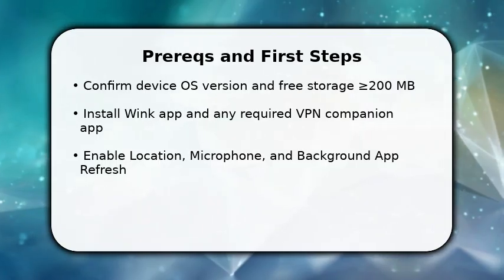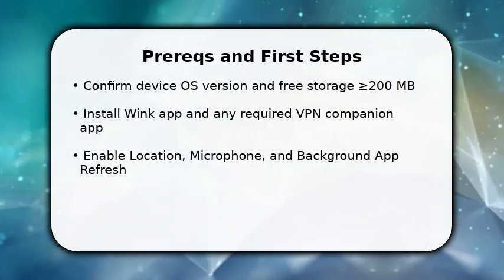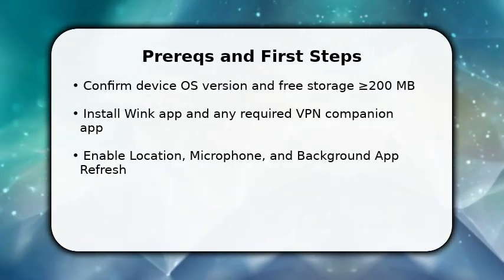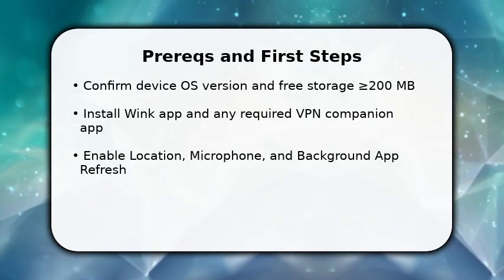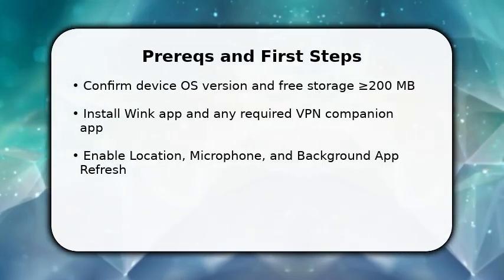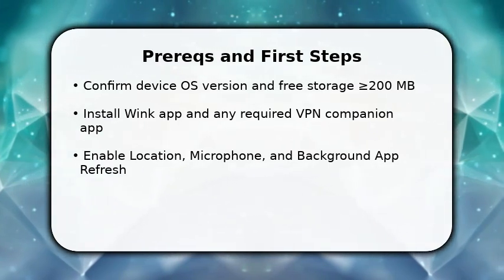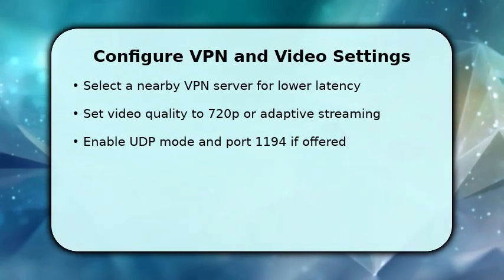Next, enable location, microphone, and background app refresh so Wink can capture and transmit quality diagnostics. Now open Wink, grant the permissions it requests, and tap the Quick VPN Setup option to begin the automated connection process. Now configure the connection and video pipeline.